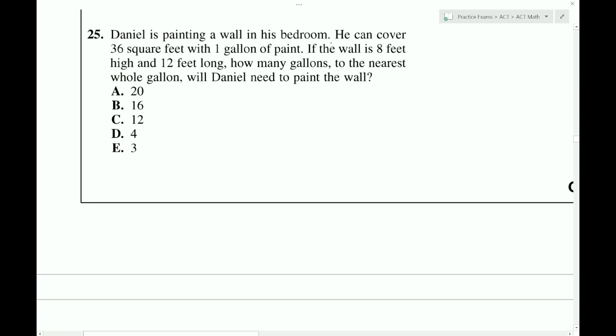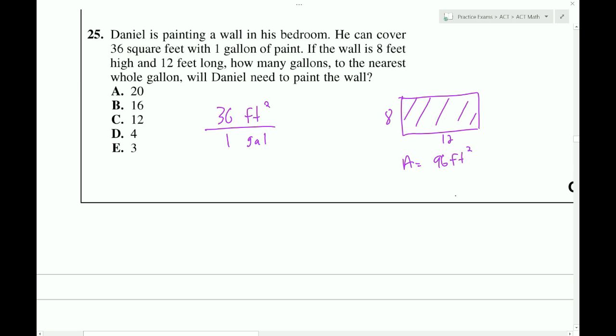Daniel is painting a wall in his bedroom. He can cover 36 square feet with 1 gallon of paint. If the wall is 8 feet high and 12 feet long, how many gallons of paint will he need to paint the whole wall? So we can multiply this to get an area, which would be, I believe, 96 feet squared. Okay, so this is how many feet squared per gallon. So if we have 96 feet squared, that would go with x gallons, right? So now that I set it up properly, the proportion, I can then get rid of the units.